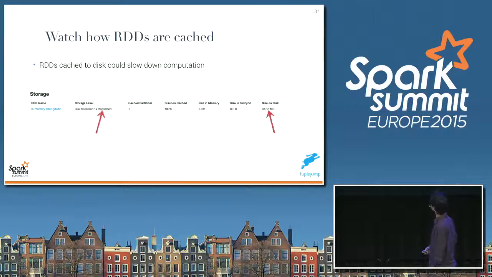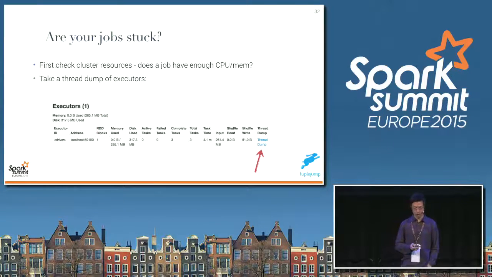And if you're caching RDDs, you might want to check where they're replicated. It could be in memory, but Spark will often replicate to disk, which will take longer than if it's replicated to memory. And finally, there's a nice thread dump button in the Spark UI that you can click on and see what's going on with your application.